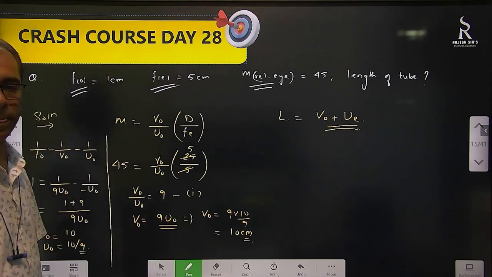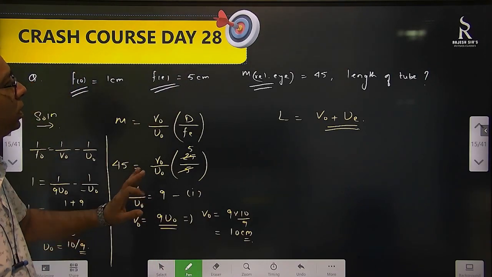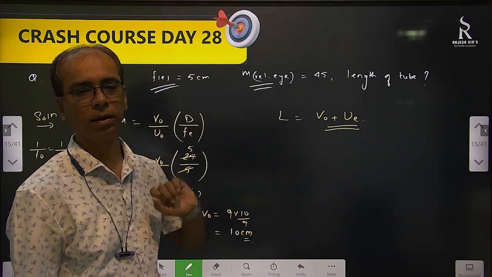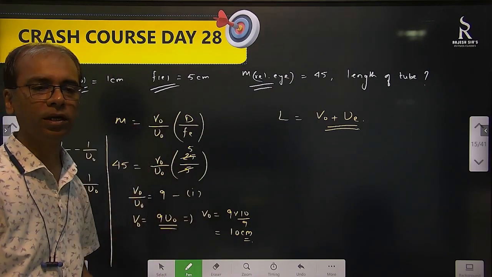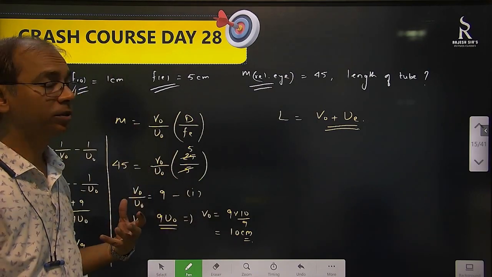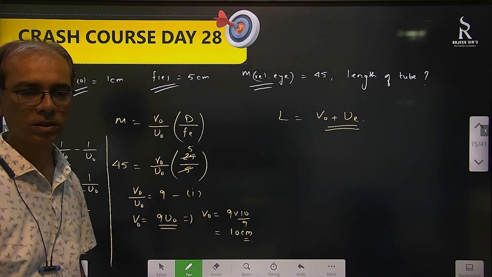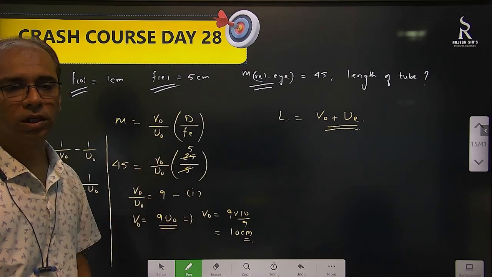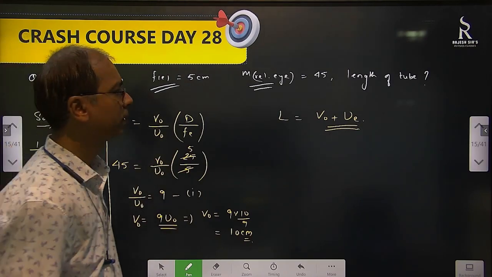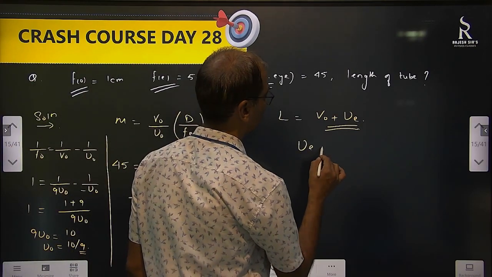Okay. Now how to get UE? Now it's given to us that relaxed eye is there. That means image is forming at infinity. When image forms at infinity by the eyepiece lens, the object will be at focus. So that means UE is actually equal to FE.